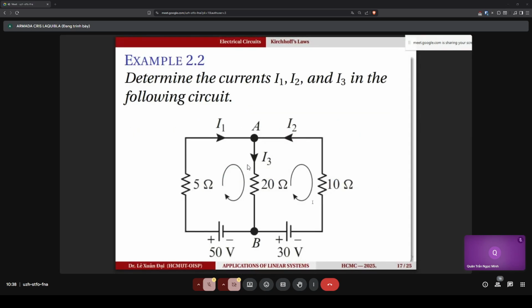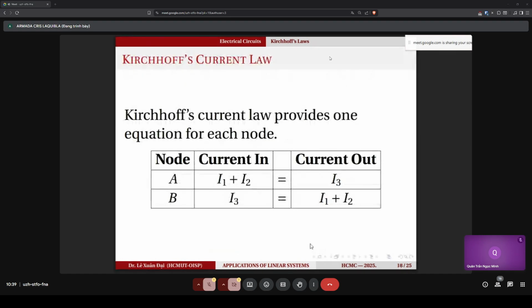If you have this one, determine the currents I1, I2, I3 in the following circuit. As you can see, we can have these directions. Now for node A there, flowing in are I1 and I2. Flowing out is I3, correct? So we can have this table. I1 plus I2 equals I3.